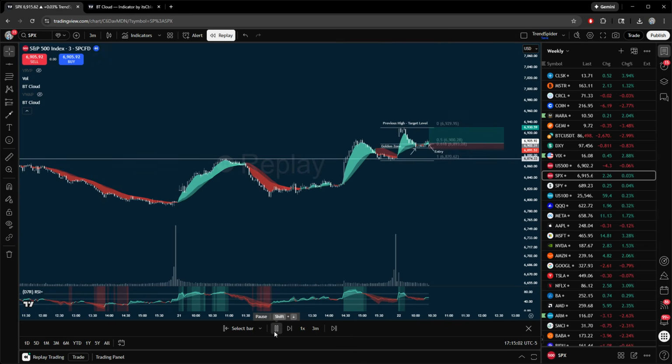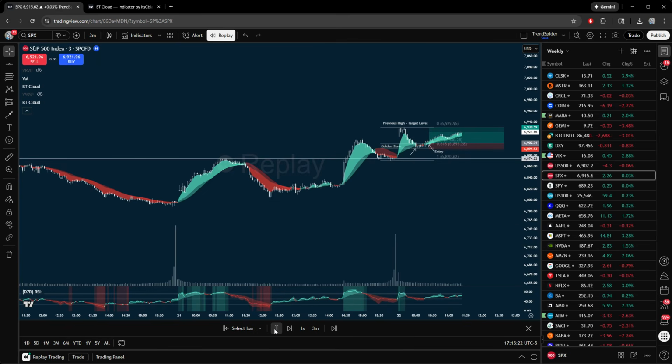The BT cloud is still green, which is a good sign. I'm watching for a few things. If the cloud turns red, we exit immediately. If price forms a rounded bottom pattern, that's an exit signal. If we hit our target at 6,930, we take profits. We always exit before 3 p.m. to avoid end of day volatility.